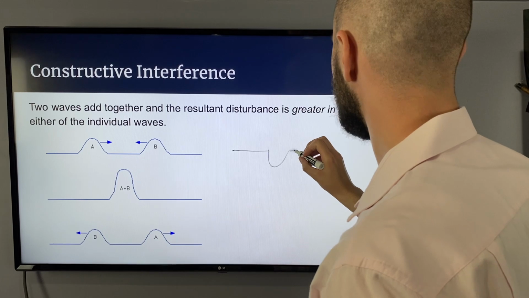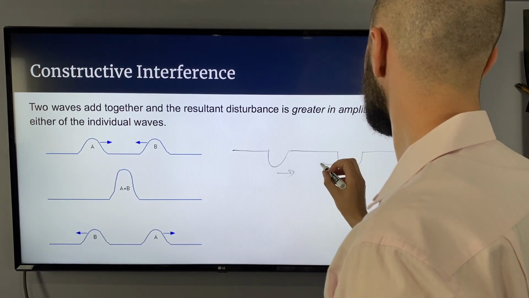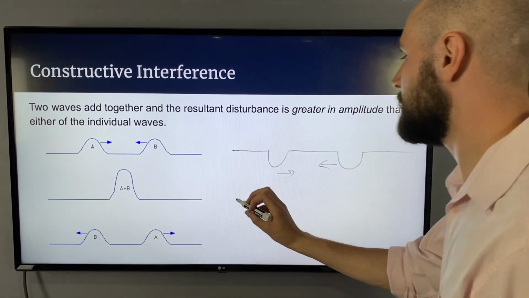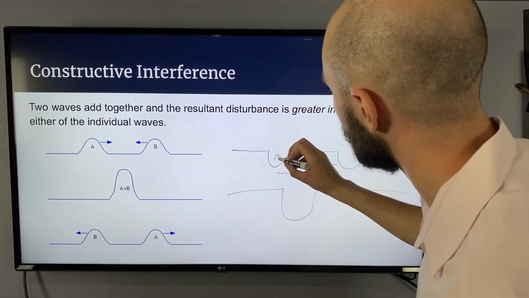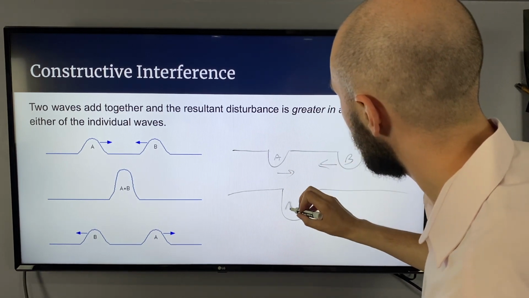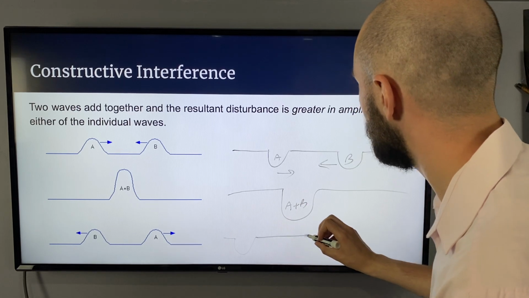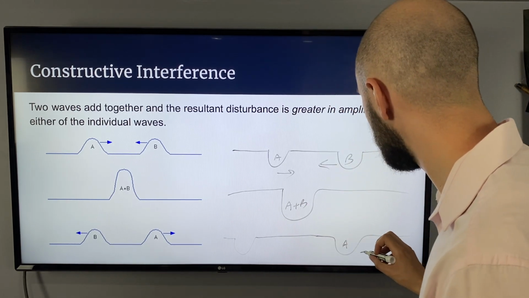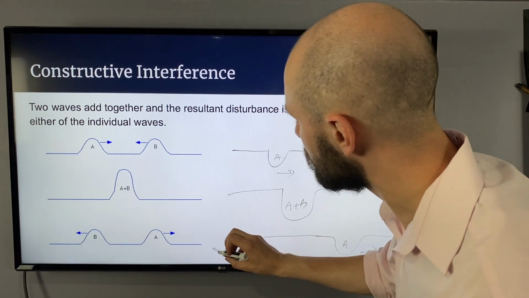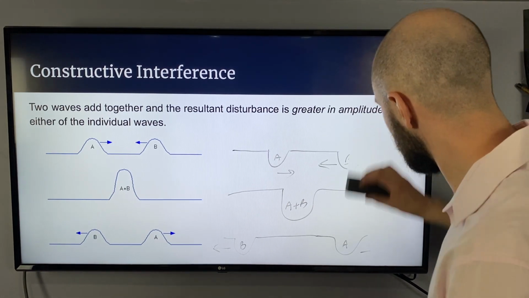Let's say we have a trough coming in and a trough coming in. Because they're facing the same direction, we're going to end up with constructive interference. We have A, B, A plus B, and then those two troughs will pass through one another. They're not bouncing off, they're passing through. Here's A, and here's B. Okay, so that's constructive interference.